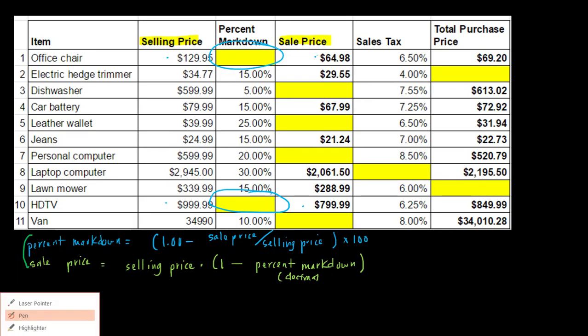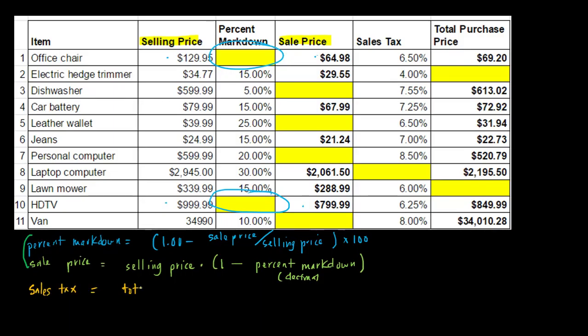All right, let's look at sales tax. So the sales tax equation that we'll use is sales tax is equal to total purchase price divided by sale price minus 1, and we'll take that whole piece multiplied by 100. Okay? Sales tax equals total purchase price divided by sales price minus 1 times 100.